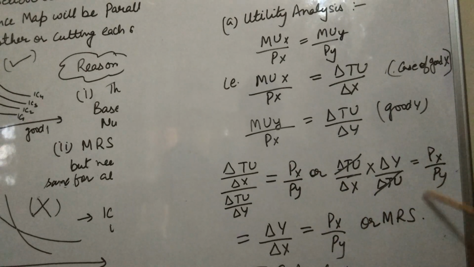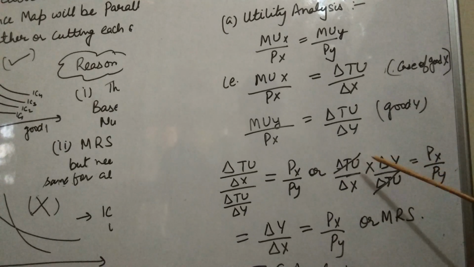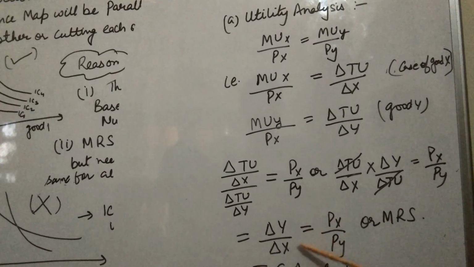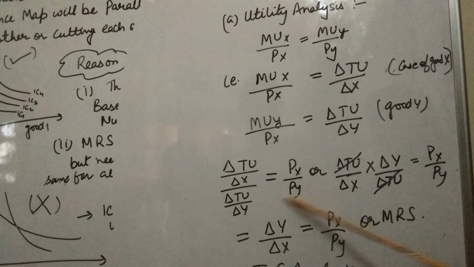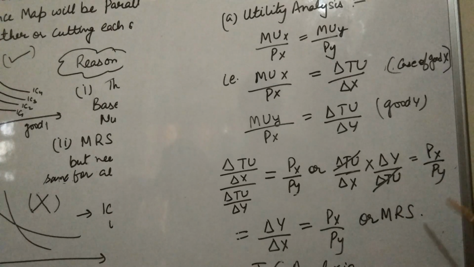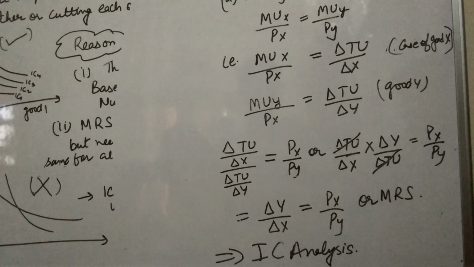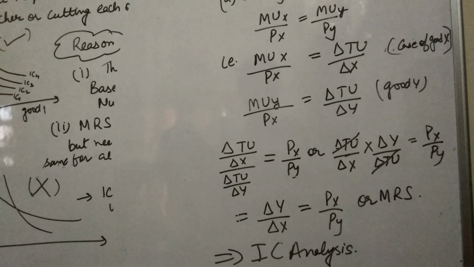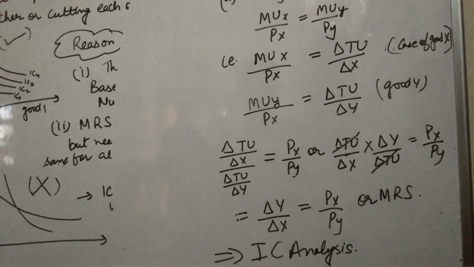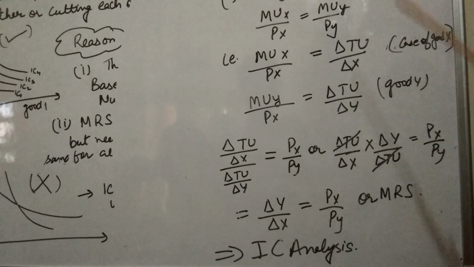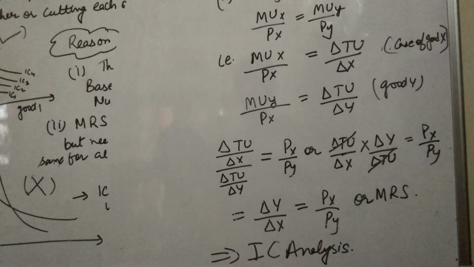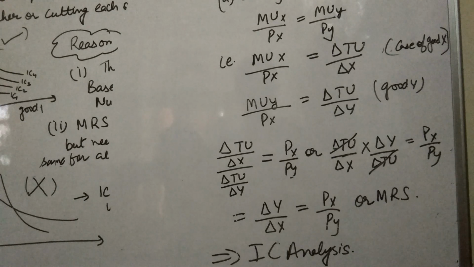Now just simplifying the equation, change in TU will cancel out and what we get is change in Y by change in X, which equals PX by PY. This is equal to the MRS, the marginal rate of substitution, which is the slope of IC. I hope now you are clear how consumer equilibrium, in both the utility and indifference curve analyses, yields the same result. We started with the utility analysis and ended up getting the result of the indifference curve analysis. I hope this is clear.